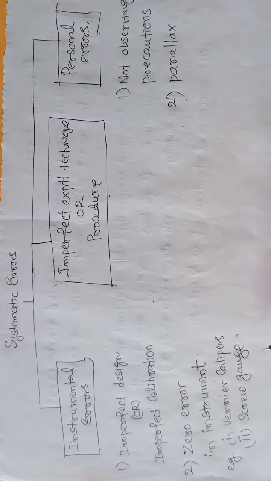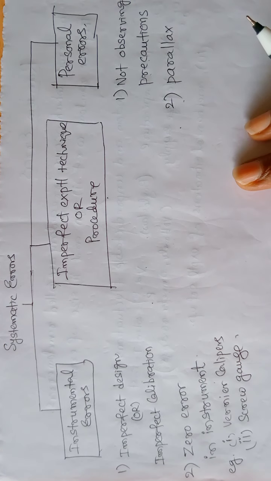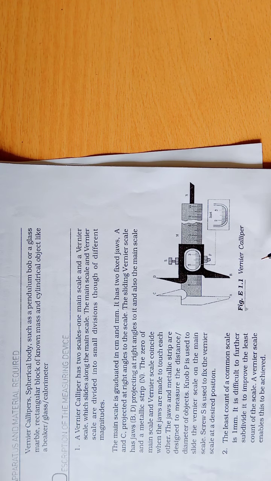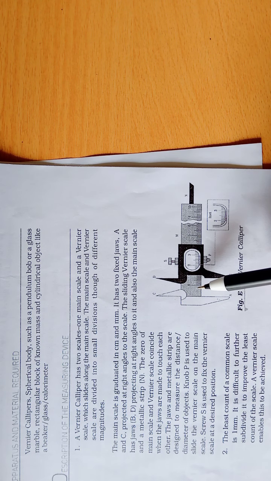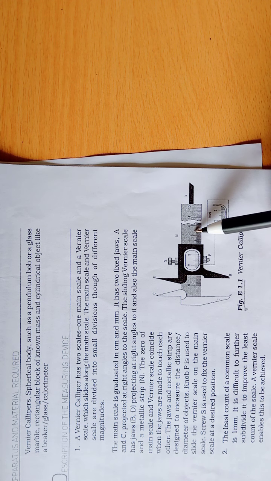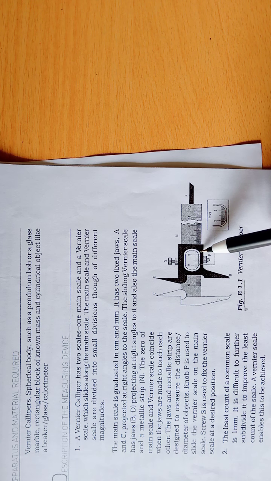So let us consider the two instruments. One is vernier calipers, another screw gauge. In the two instruments, let us consider what is zero error. You can see the diagram of vernier calipers here. Vernier calipers consists of two scales. Say this shaded scale is the main scale. Main scale is nothing but your meter scale. And this block one is there, no? On this, just 10 divisions will be there. And this is called a vernier scale.